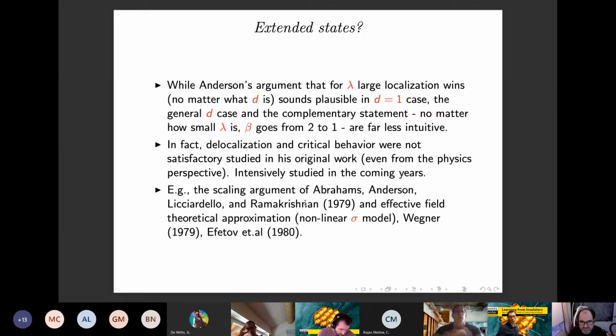And so in particular, there is the so-called scaling argument, which goes back to the gang of 4, and other ideas like the effective field description, which is called the nonlinear sigma model, etc.